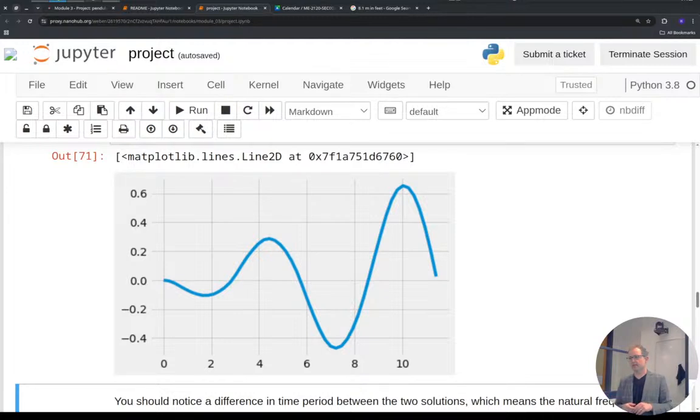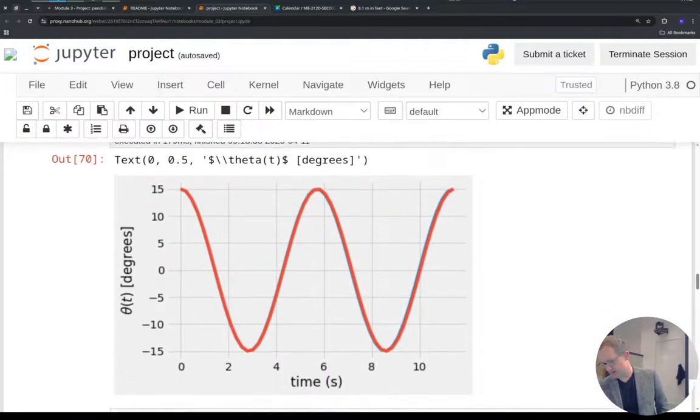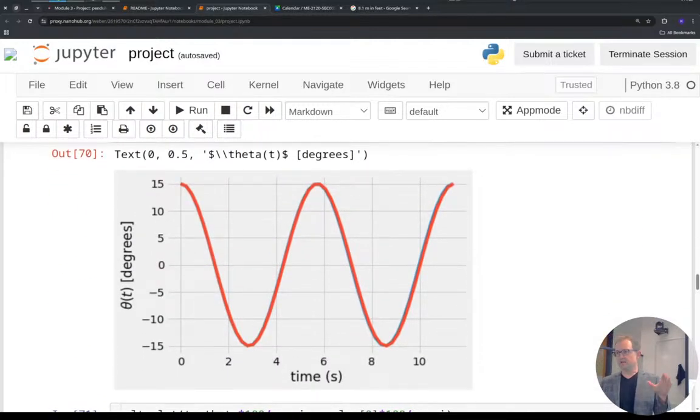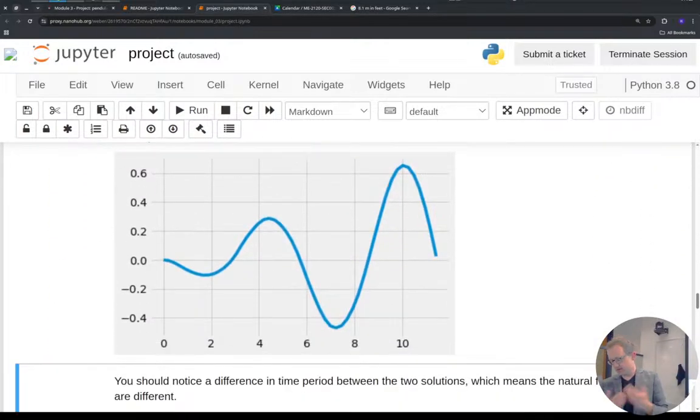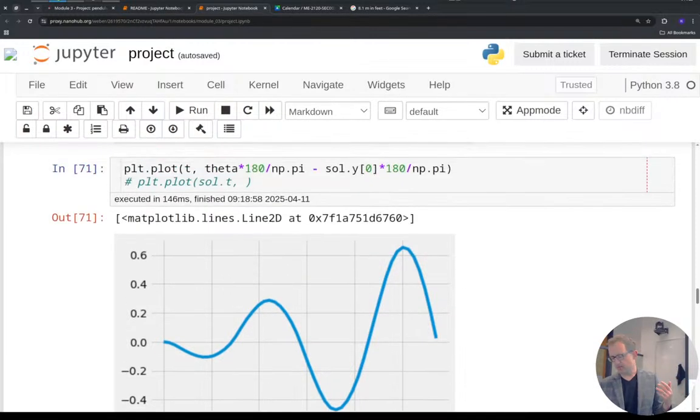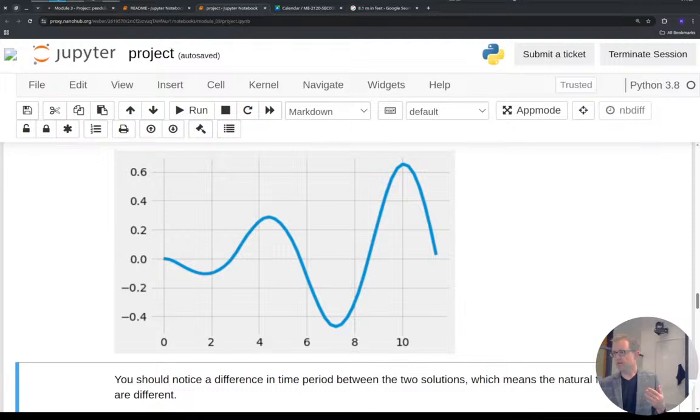So what is that graph showing us? This is the difference between linear and nonlinear, just taking the two values and subtracting them. So right now both of them went 15, negative 15, back up to 15. And if we subtract the two values, now we can see that after one time period, they're 0.2 degrees different. Pretty small here.